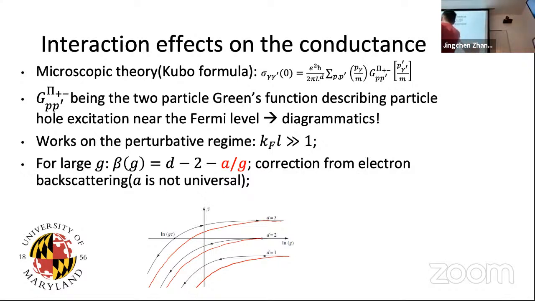One important thing to notice is that the above formalism is only promised to work in the perturbative regime, and that is where the Fermi momentum times the electron mean free path is much greater than 1.